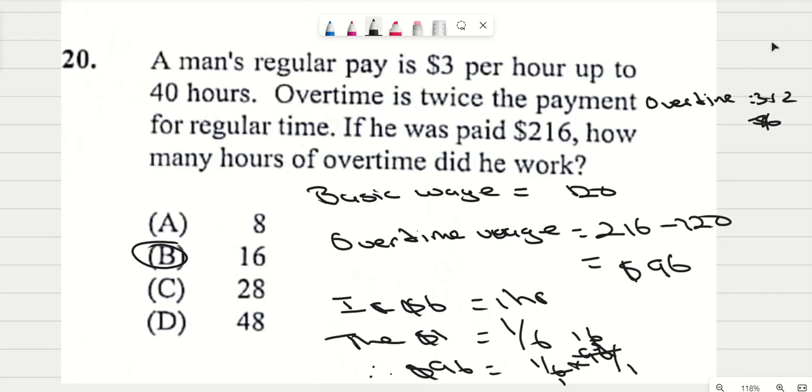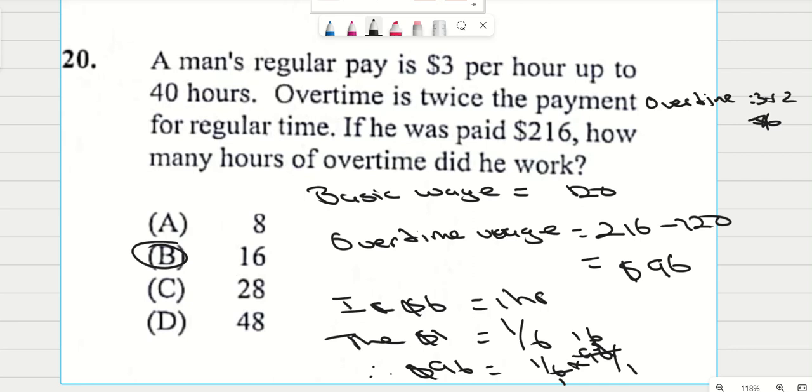Right? And this is the end of the May, June 2021 paper. The answers for 1 to 20 for May, June 2021.